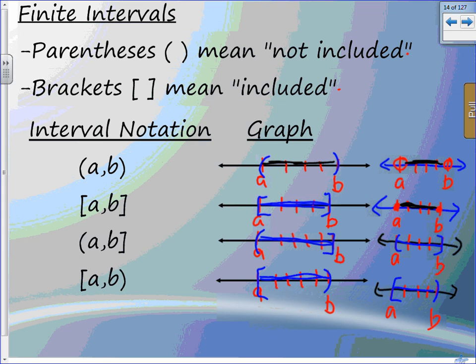Right, so you can have any combination of these. Oh man, I messed up, sorry. This one would be open, and then closed, and this one would be closed, and then open. Yeah, okay.